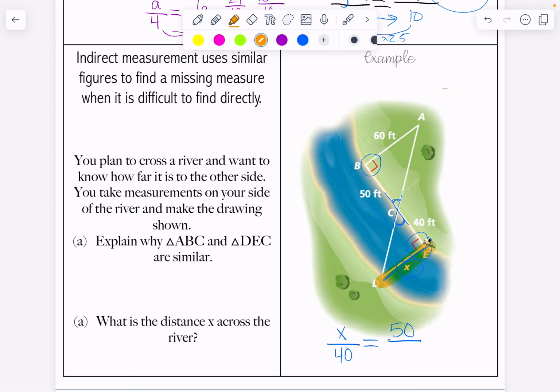So if I were to rotate this, the 60 feet corresponds with the x. So that means I want the 60 up here, and then the 50 corresponds to this 40 foot measurement. So again, if we imagine that those triangles are rotated the same way, that's how we get our proportion set up. And so then from here, it's just a matter of solving your proportion. You can use cross products. You can look for other relationships that you notice. Either way, when you solve this, you should get that x is going to equal 48, which tells us then that our distance is 48 feet across the river.